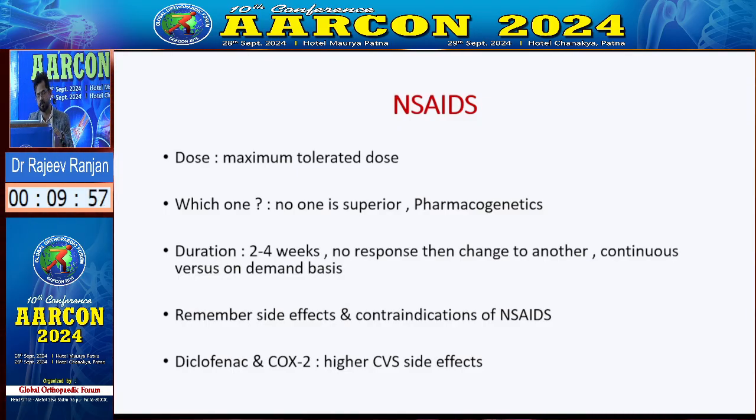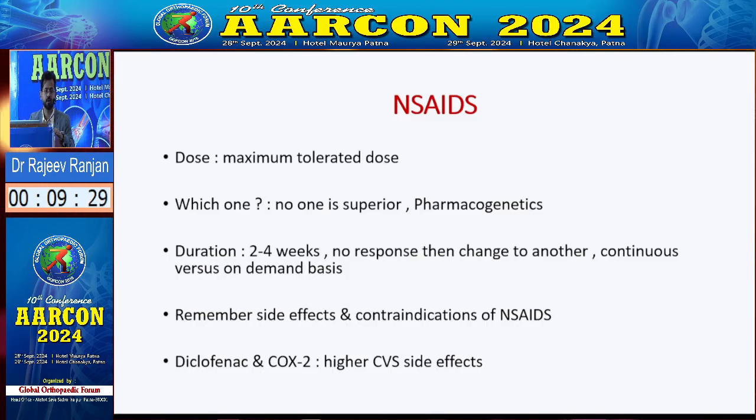If there is no response in the first 2 weeks, you can change to another NSAID. Continuous, but there is always a debate between continuous NSAID use versus on-demand basis. When the disease is active, you can use it on a continuous basis. When the disease is not so active or mild, you can use it on an on-demand basis. There are also multiple factors taken into account before deciding whether to give the NSAID as continuous or on-demand.